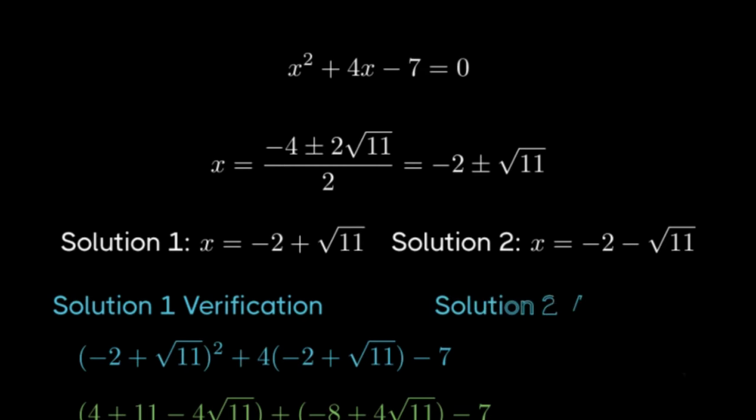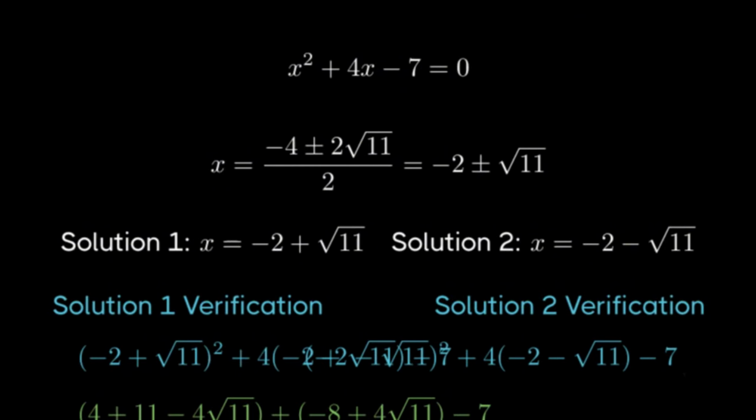Let's verify our second solution. X equals -2 minus square root of 11. Again, we'll substitute this value into our original quadratic equation. Following the same approach, we expand the squared term using the binomial square formula. When we square -2 minus square root of 11, we get 4 plus 11 plus 4 times the square root of 11. Notice this time we get a +4 times square root of 11 because we're multiplying two negative terms. For the second term, we have 4 times -2 minus square root of 11, which gives us -8 minus 4 times the square root of 11.